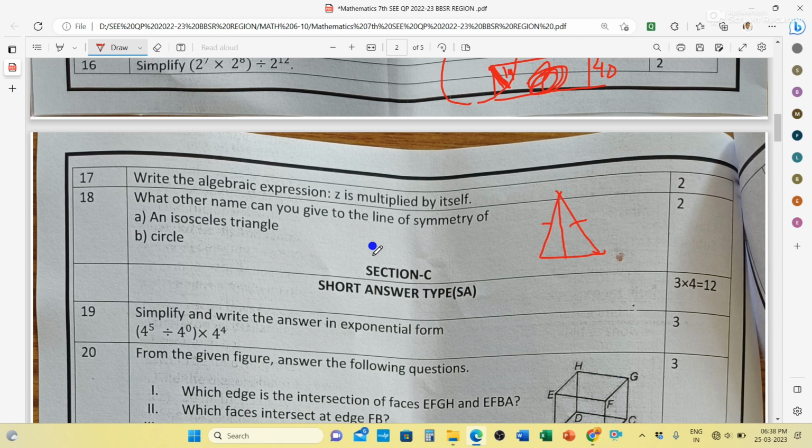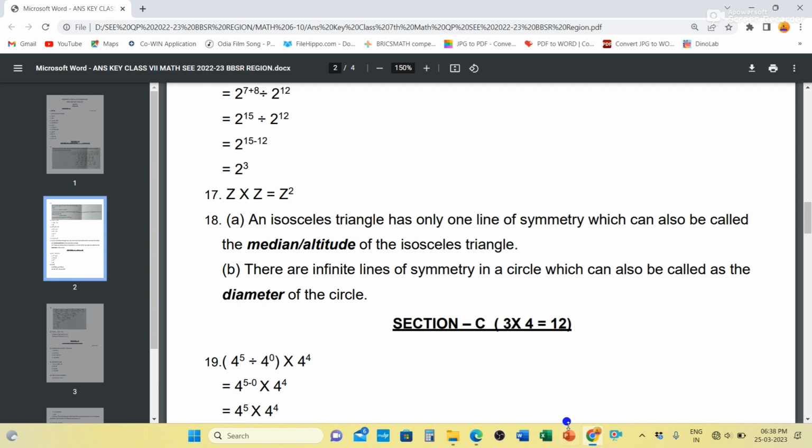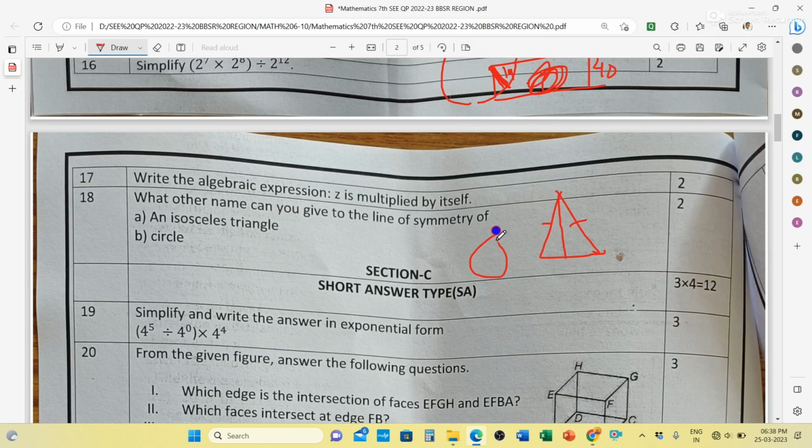Then circle. So in a circle there are infinite lines of symmetry, and they are called the diameters. In a circle you can draw infinite lines of symmetry, and these are the diameters of the circle.